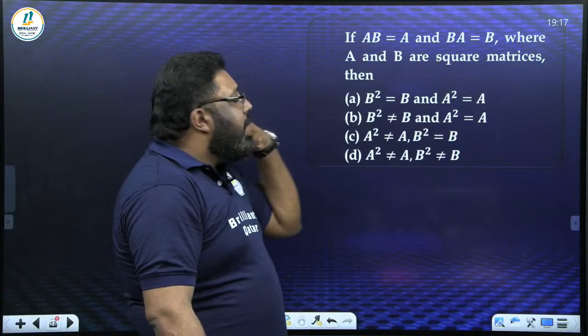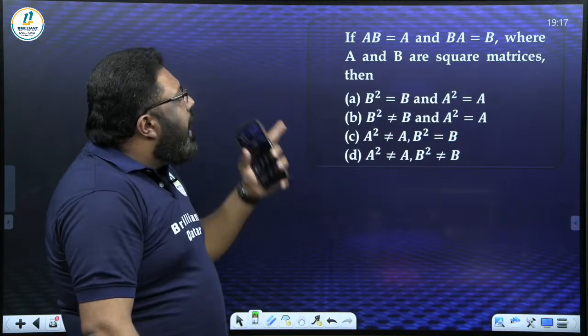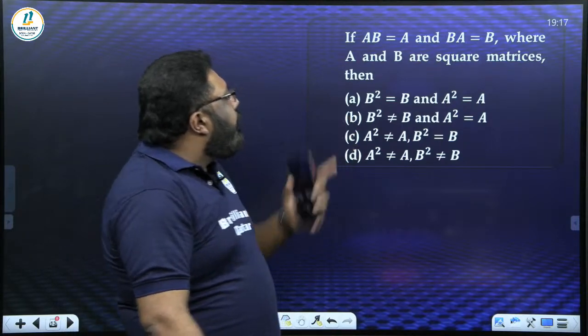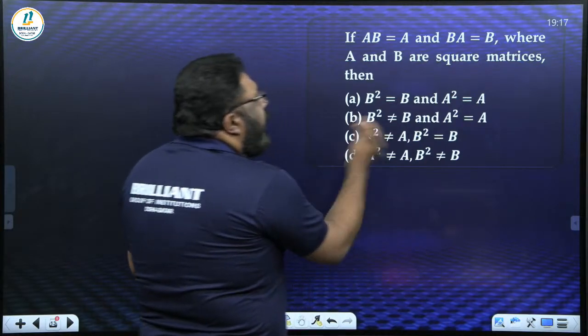Okay, next one. Yes, another very important pattern. AB equal to A, BA equal to B, then which of the following is true? Now the problem is we don't know what to check here. But look at the options.